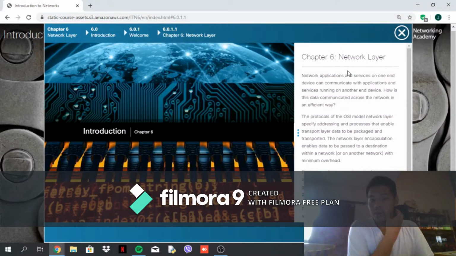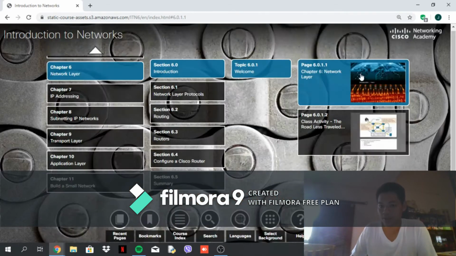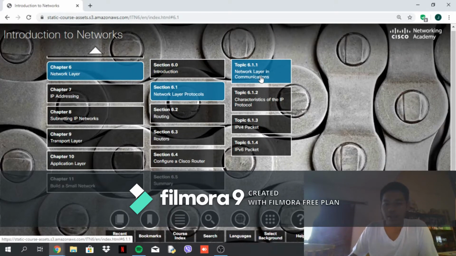For this video, we're going to tackle Chapter 6, Network Layer. In the previous video, we had a summary, and now for Chapter 6 we're going to have a summary of the Network Layer. In the Network Layer, we have different objectives, like network layer protocols, and for protocols we have IPv4 and IPv6. So, proceed with network layer protocols.